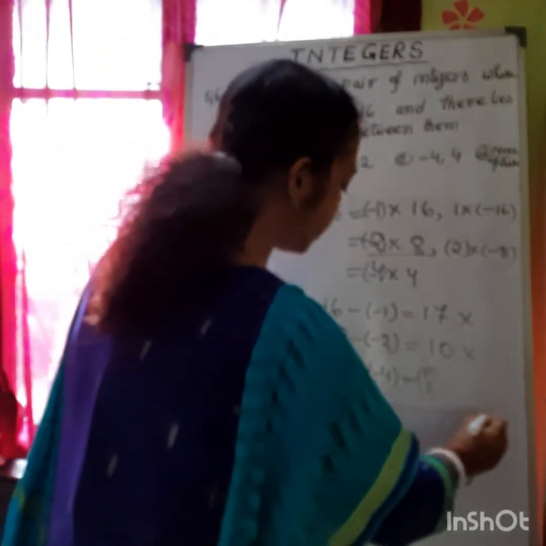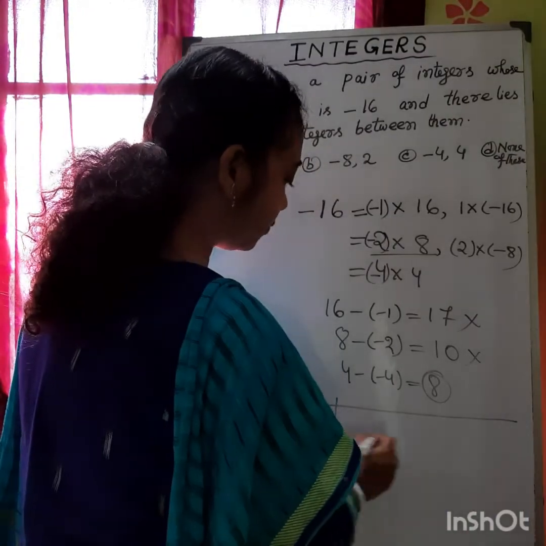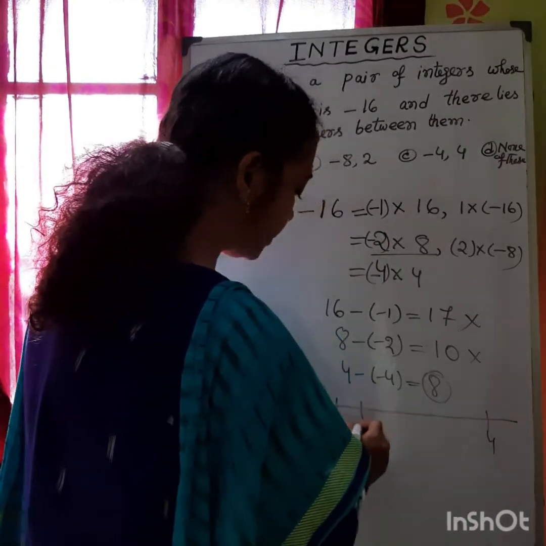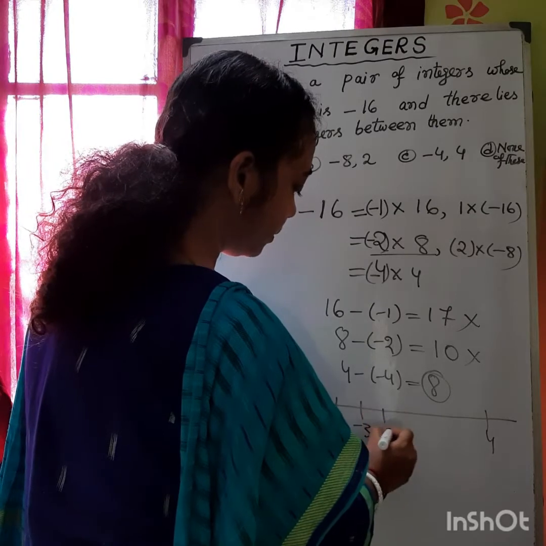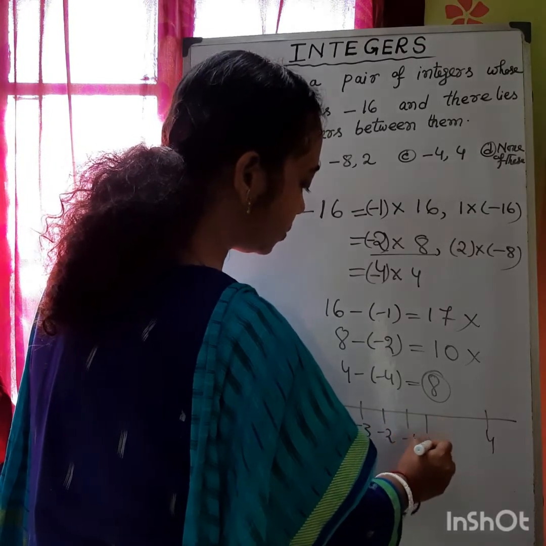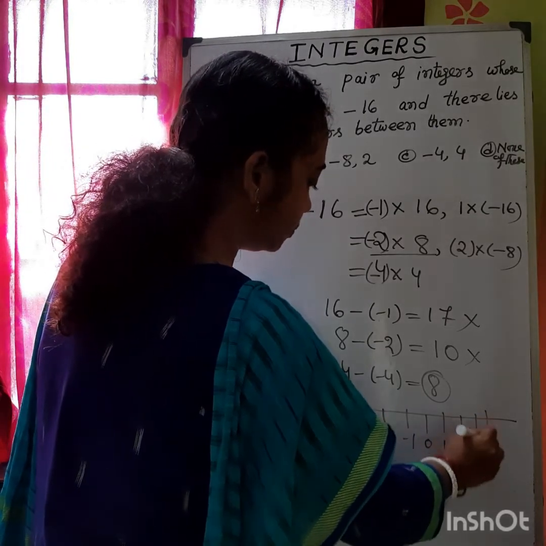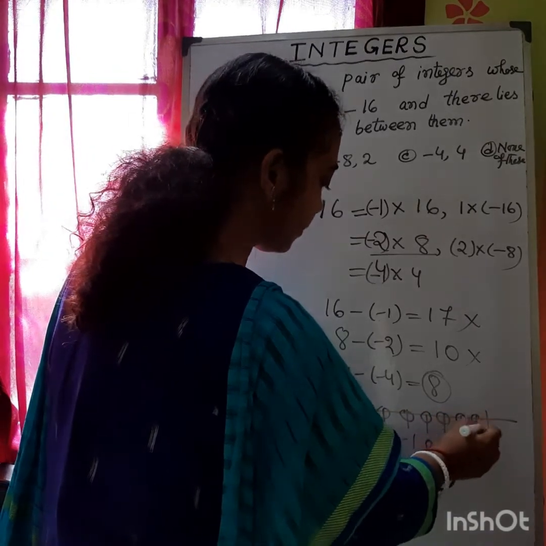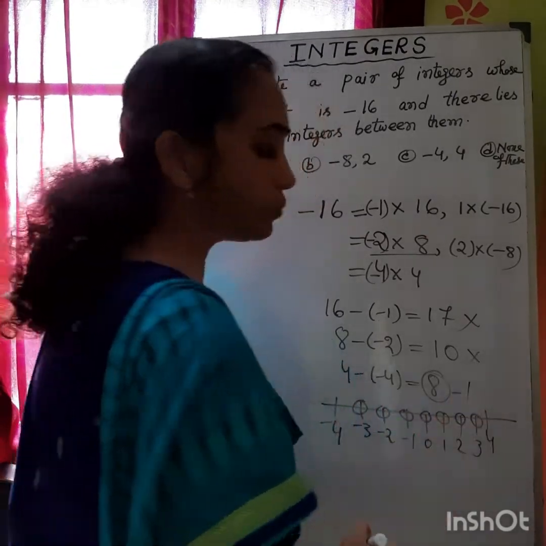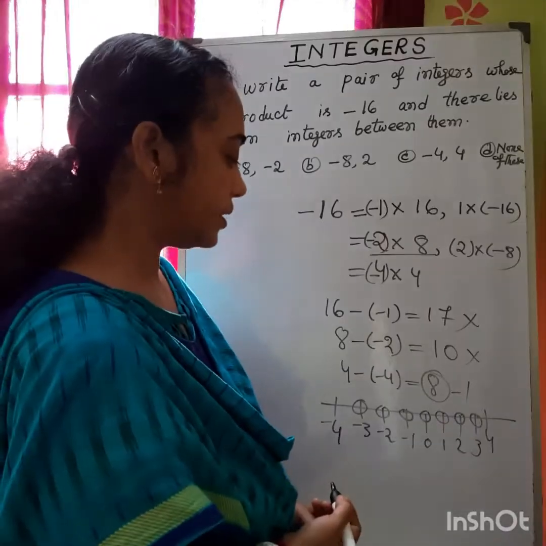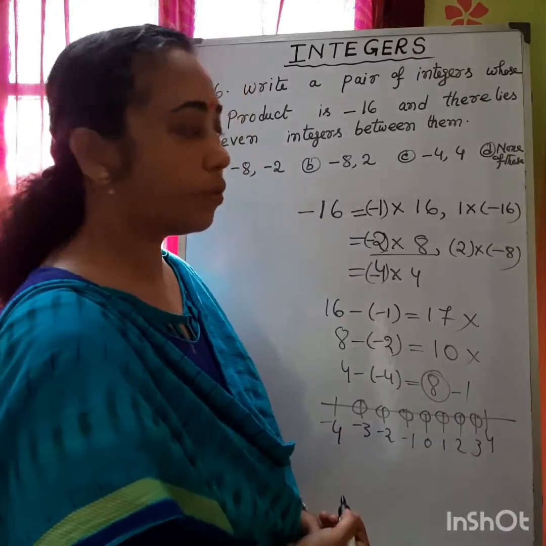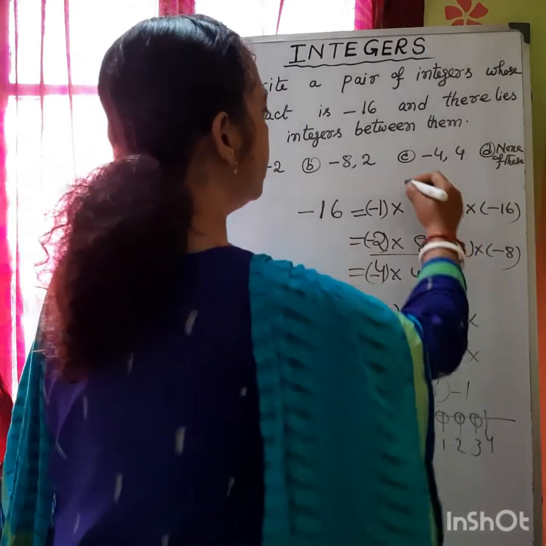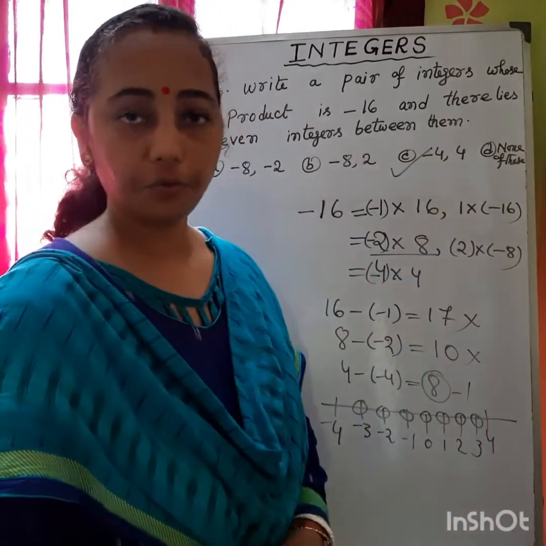So if we see on the number line, that is -4 and 4, the numbers between them are -3, -2, -1, 0, 1, 2, 3. That means 1, 2, 3, 4, 5, 6, 7. So if we subtract 1 from the difference, we get the required number of integers lying between -4 and 4. So the correct option will be -4 and 4.